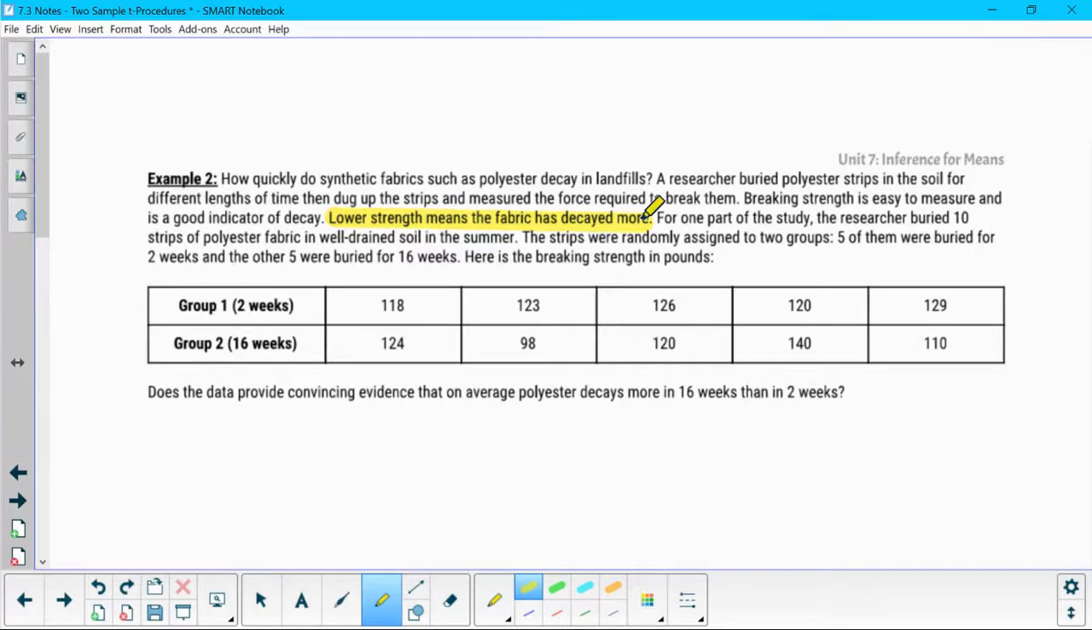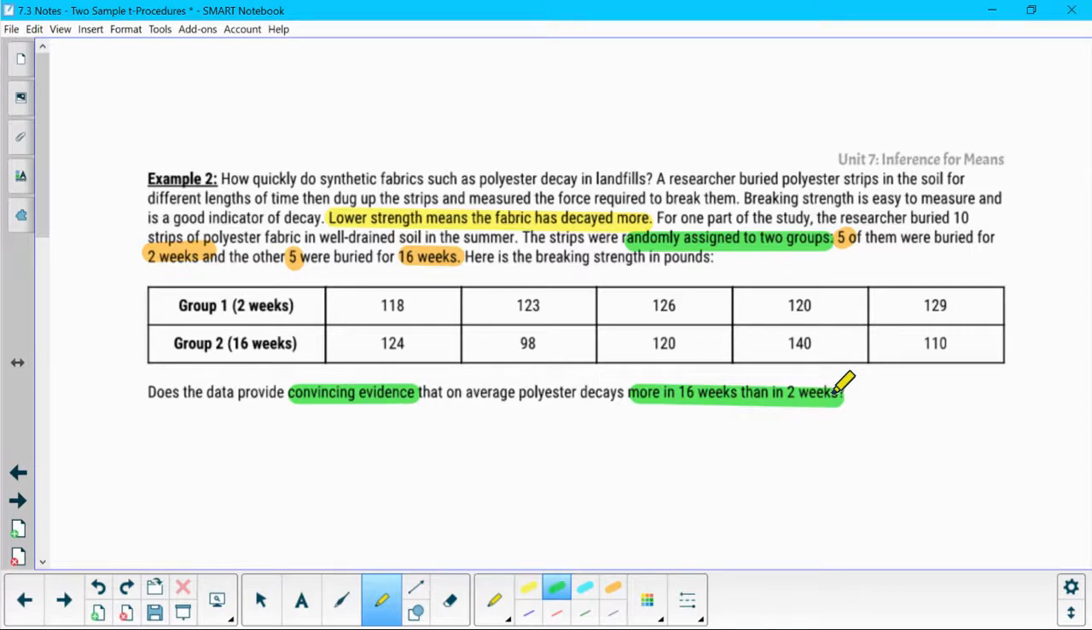For one part of the study, the researcher buried 10 strips of polyester in well-drained soil in the summer. They were randomly assigned to 2 groups, 5 of which were buried for 2 weeks, 5 of which were buried for 16 weeks. Here is the breaking strength in pounds of the 5 strips for each group. Does the data provide convincing evidence that on average polyester decays more in 16 weeks than in 2 weeks? There's your big hypothesis test sign.